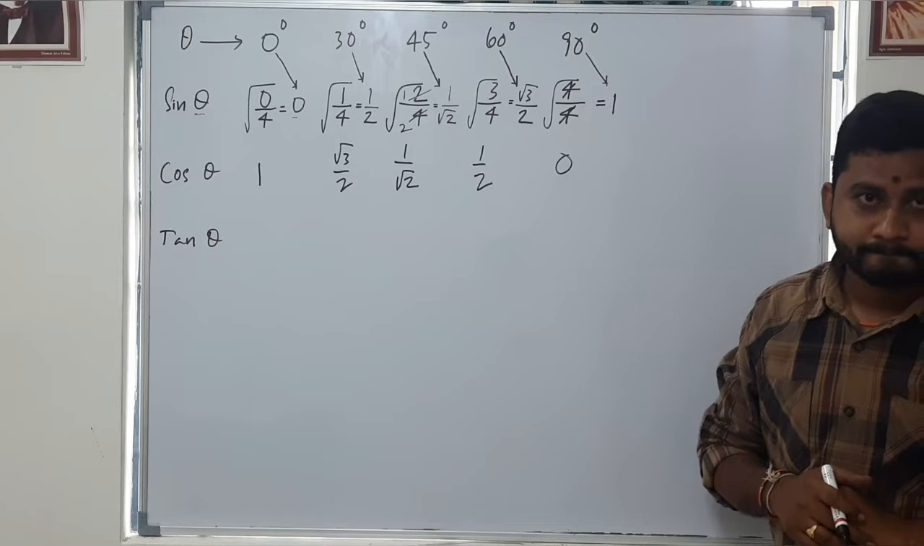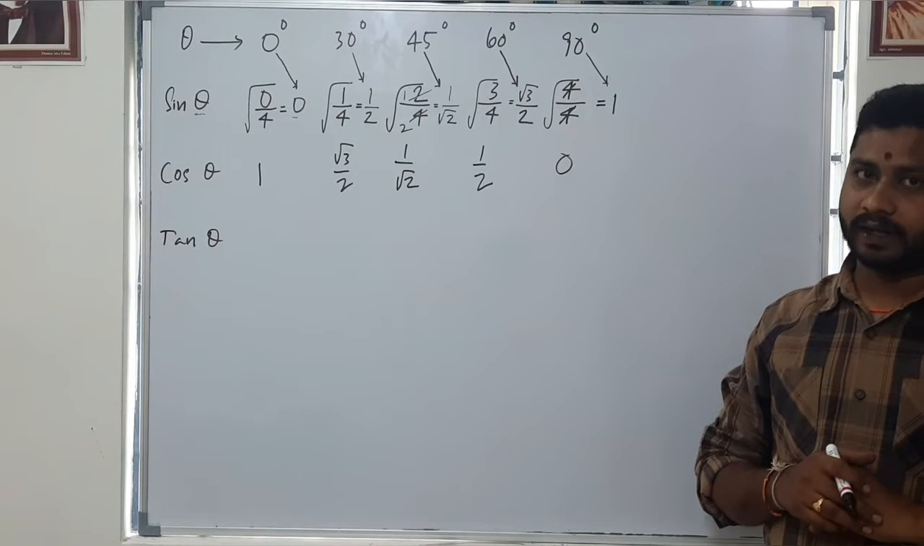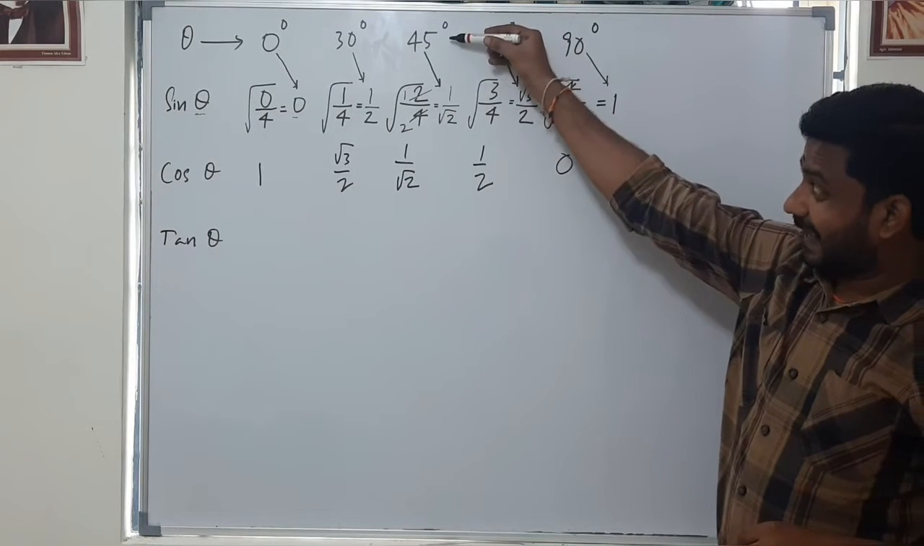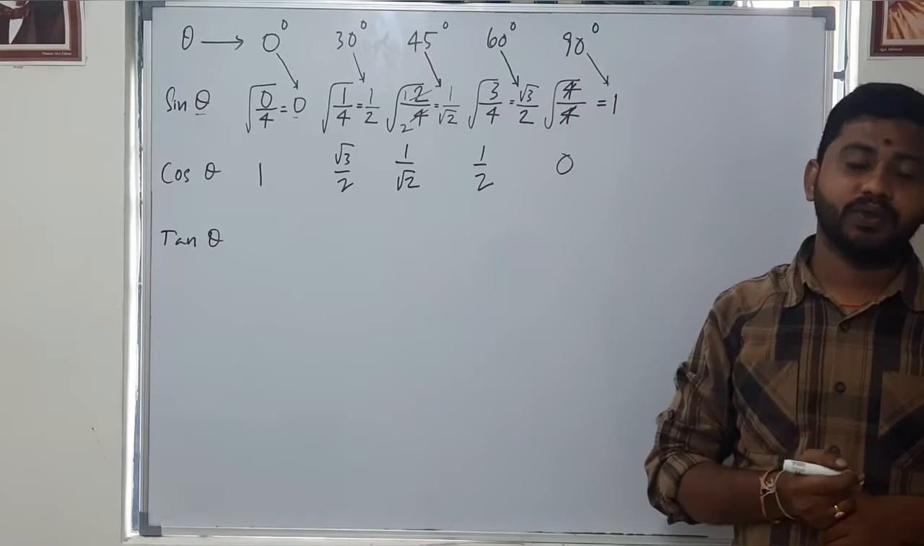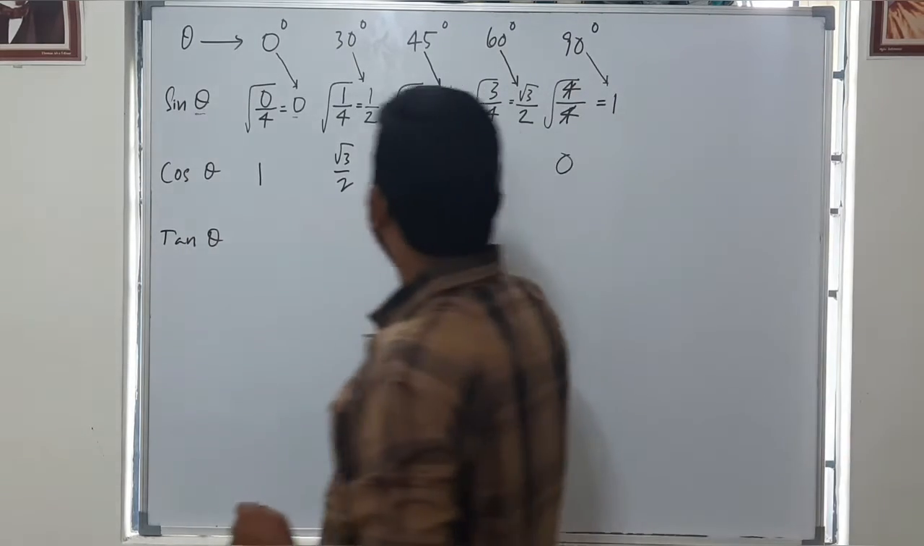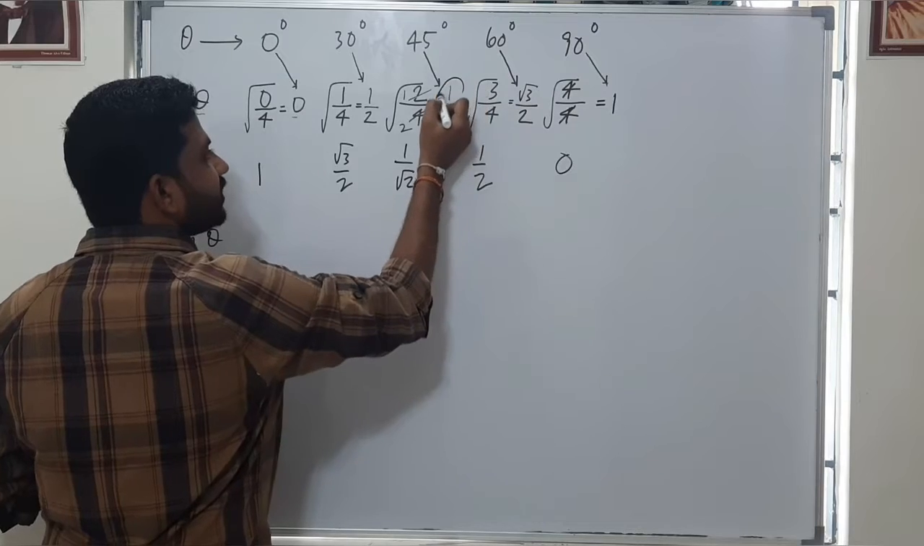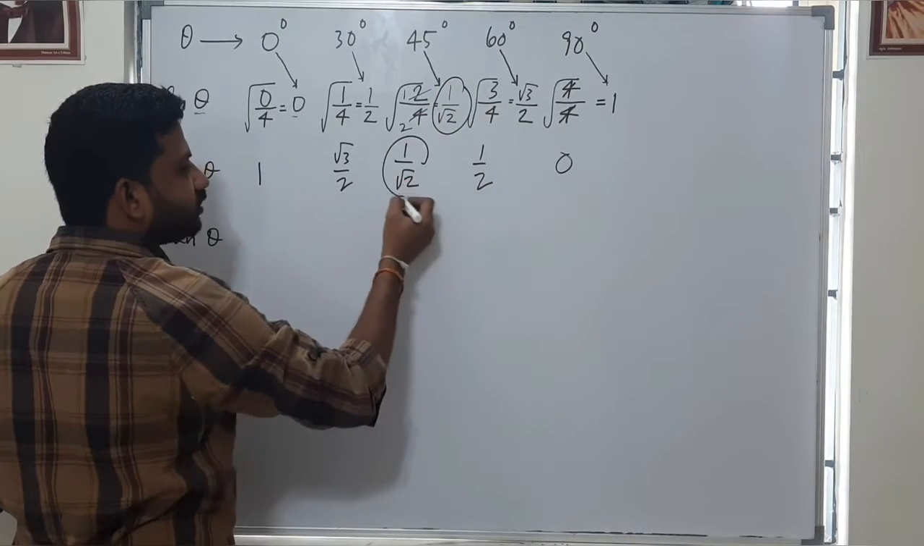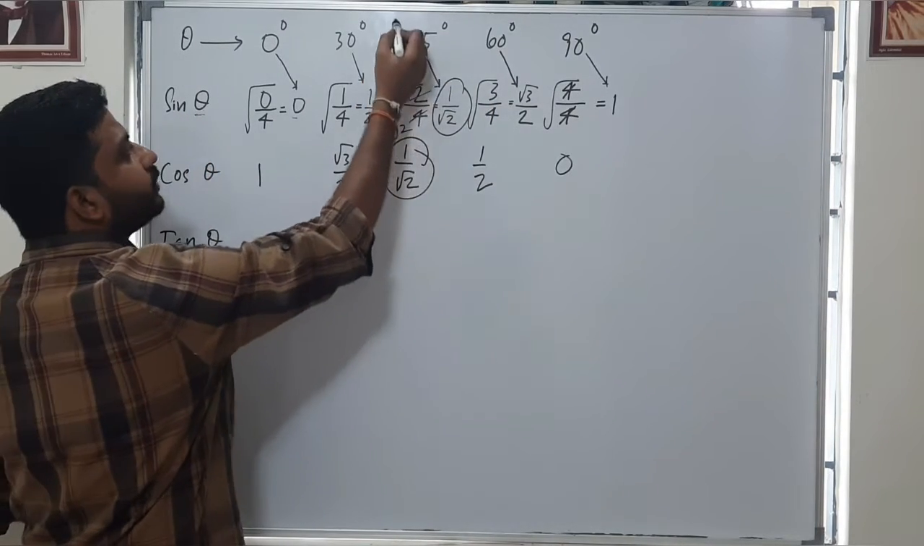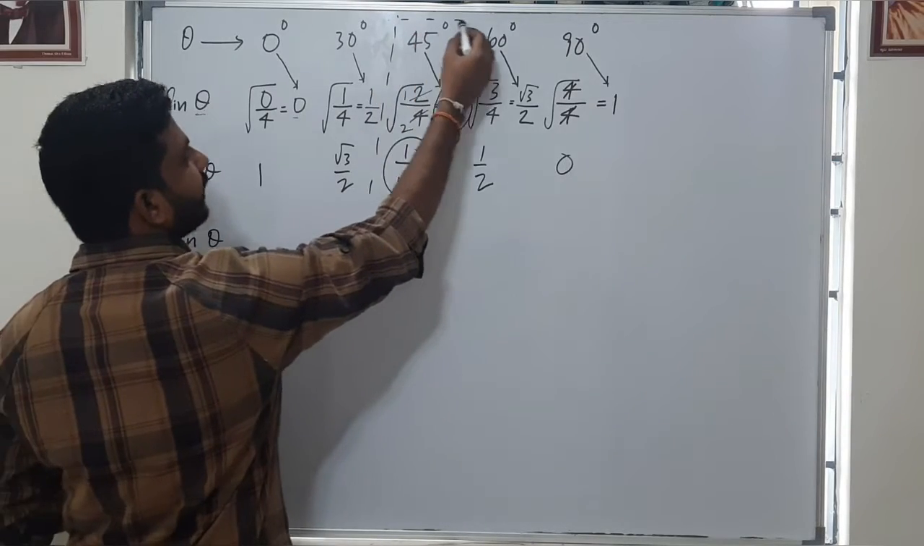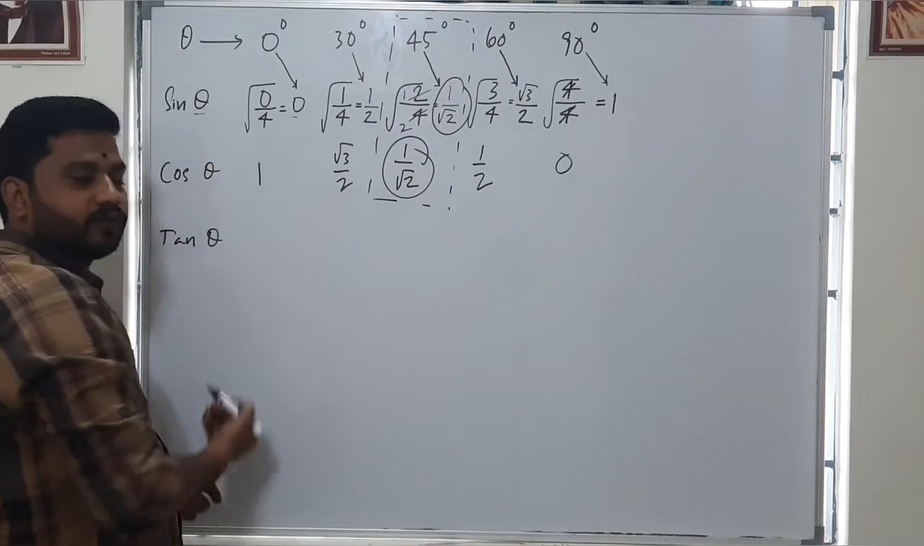Sit down. Clear? Everyone? Right? But you will see sin 45 and cos 45 values are the same. Both are 1 by root 2. Look at here. So this is 1 by root 2 and this is also 1 by root 2. The 45 values are the same. Sin 45 is equal to cos 45.